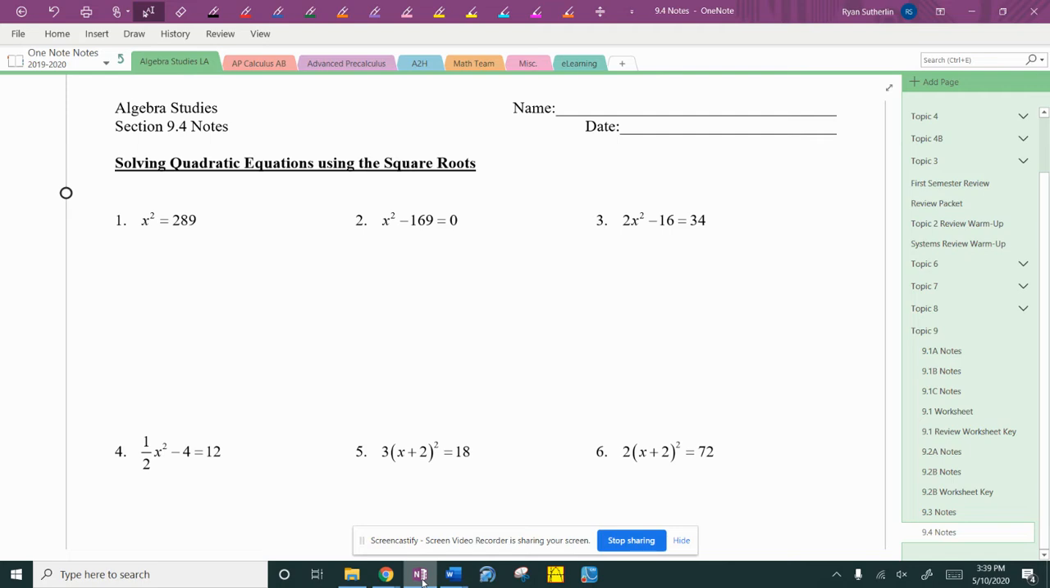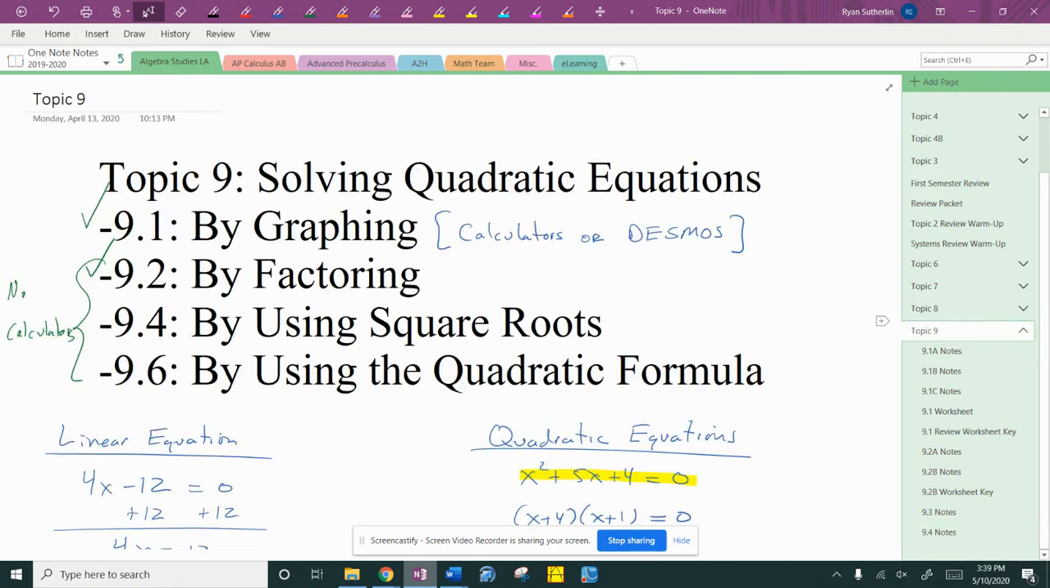Today, what we're going to do is move on to our third method for solving quadratic equations, and that's going to be solving by square roots. So let me go back real quick to where we are. So far, we have solved by graphing. That's when you guys use calculators to find the x-intercepts, find the places where it was equal to 0. Then we solved by factoring. Now we're building to solving by using square roots.